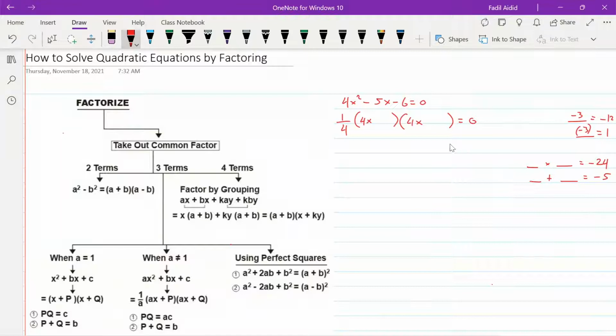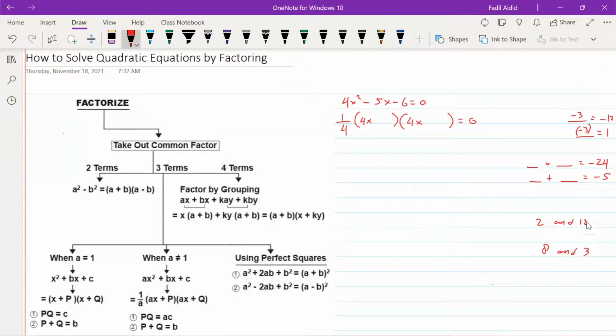So again, when the product of two numbers is a negative number, the easiest thing to do is find a combination where the difference equals 5. Just don't bother with the sign for now, okay? So either 1 times 24, but the difference is not 5, so it doesn't work. How about 2 and 12? The difference of 2 and 12 is not 5, so it will not work again. 8 and 3?